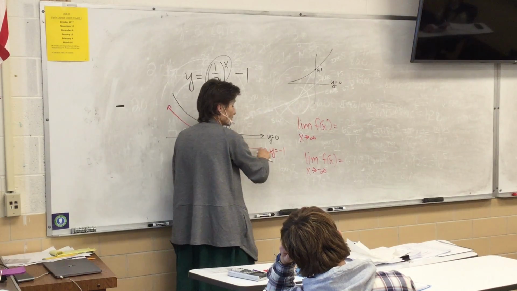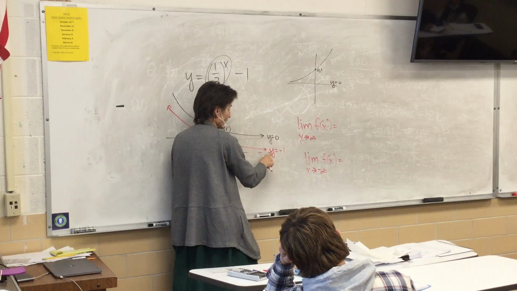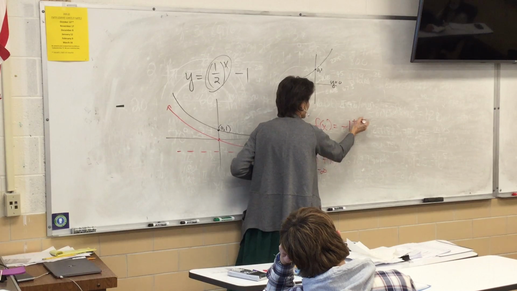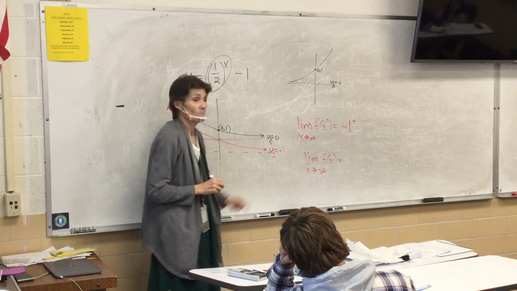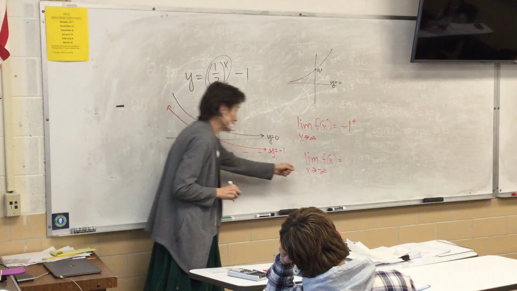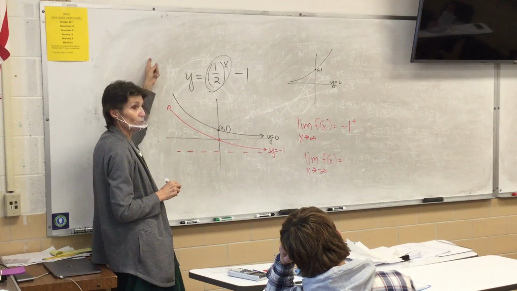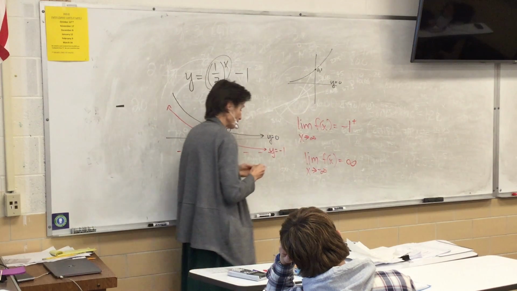What's happening to the red curve? That's when I graph the red one. What's happening as I head toward infinity? It's going down toward -1 from the top, right? It's approaching -1 from the top. Now what's it doing in the other direction? As I go left, what is my red curve doing? Infinity. There's your infinity.